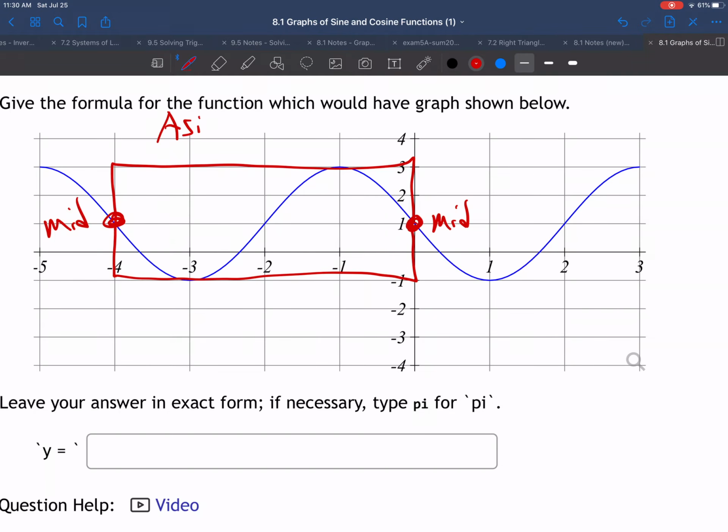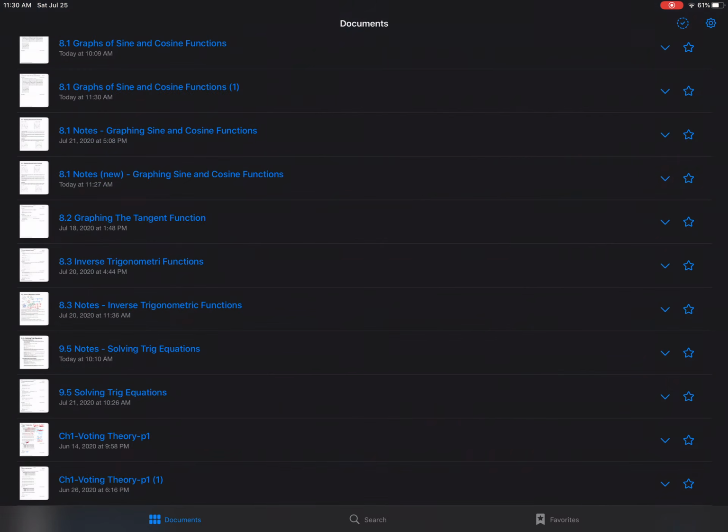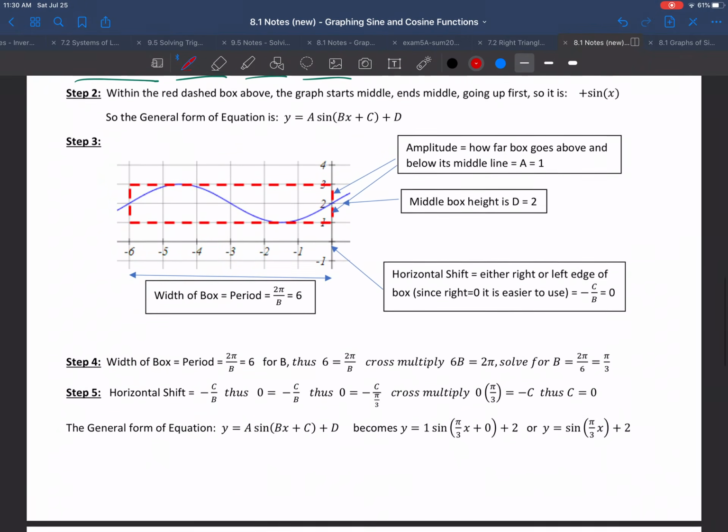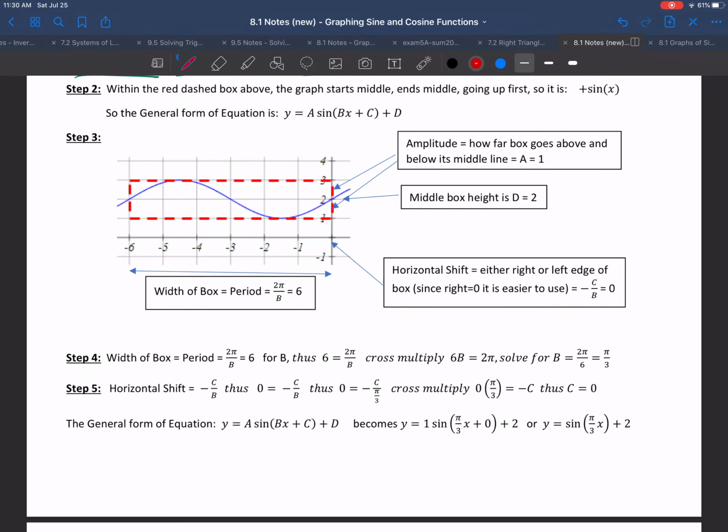That's A sine Bx plus C plus D. How do we know? Because it goes middle to middle. So that's got to be exactly one cycle of sine, because it's middle to middle. Okay, so now that we've got it, we've got the general formula. Let's go back to the notes that I sent you. Steps 1 and 2 are done. Step 3. Now you start looking at your box, and it tells you what you need.